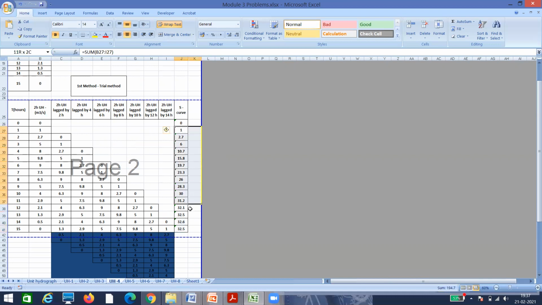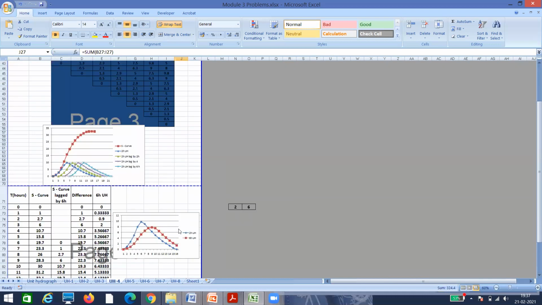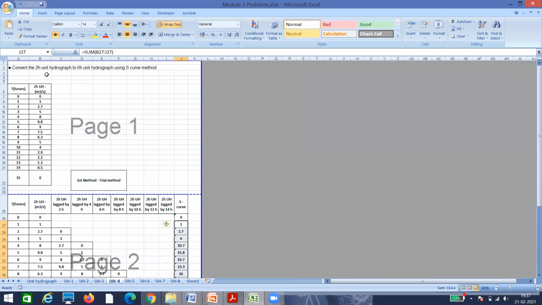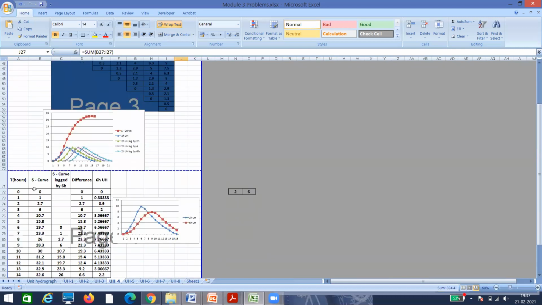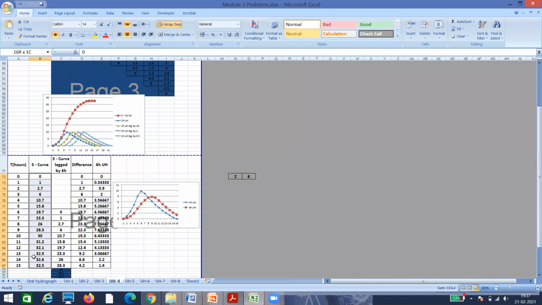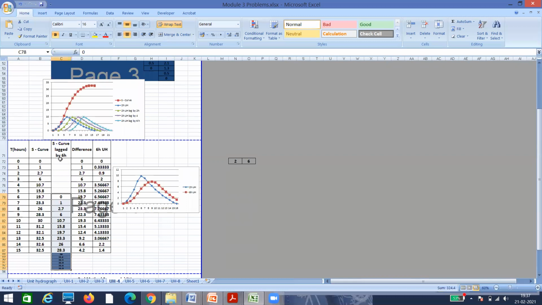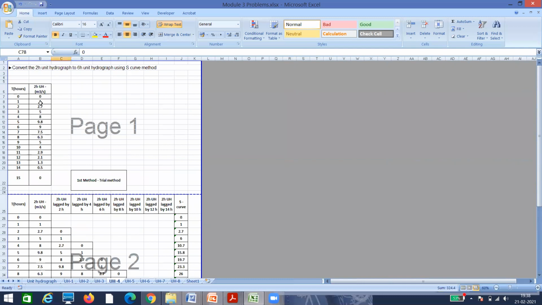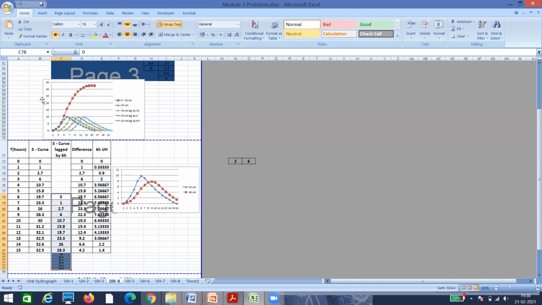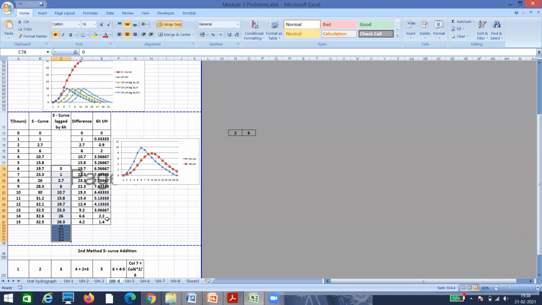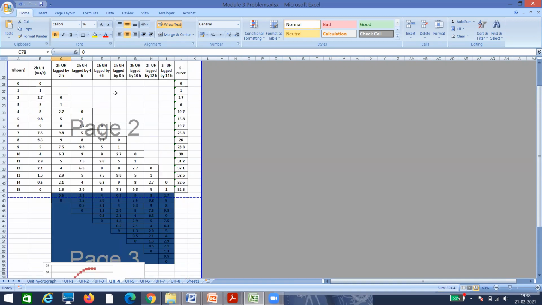Okay. You get the S-curve ordinates. And then again, same thing. I'm converting 2-hour to 6-hour. So the 2-hour S-curve I have got. Lag it by 6 hours. I have lagged it by 6 hours. You find the difference between the two. And then, as I told you, you multiply 2 to 4 by 2 into 6. I'll be getting the values of your 6-hour unit hydrograph. Okay, 6-hour unit hydrograph.